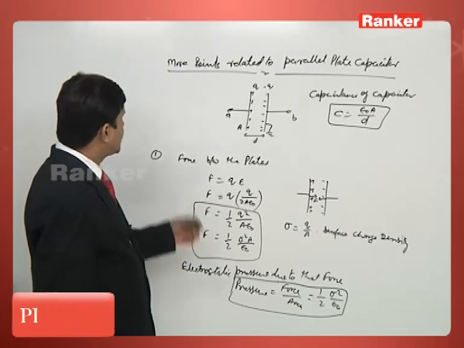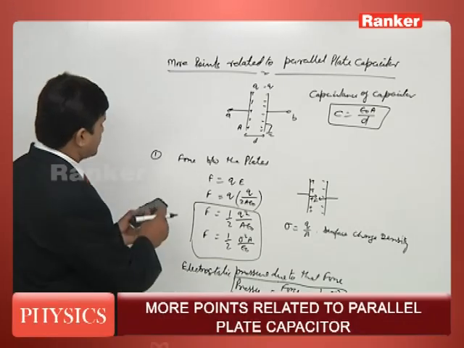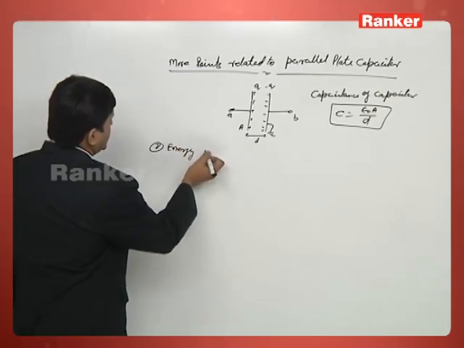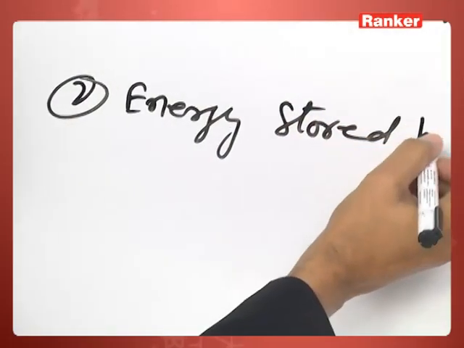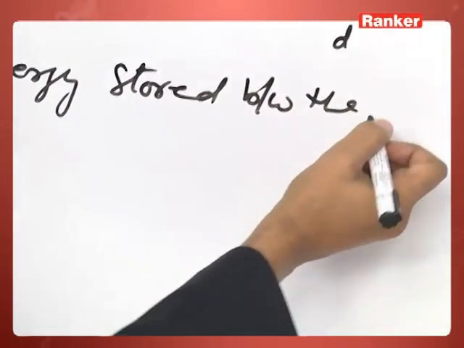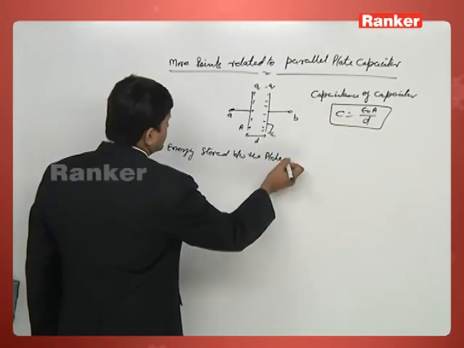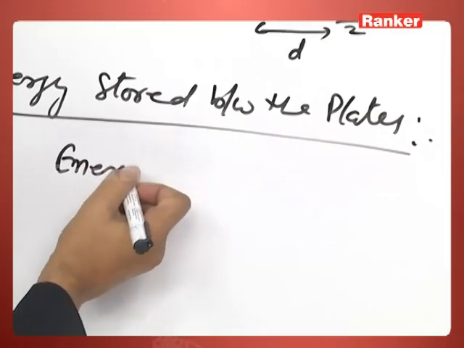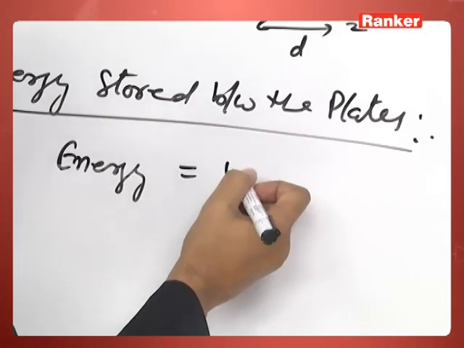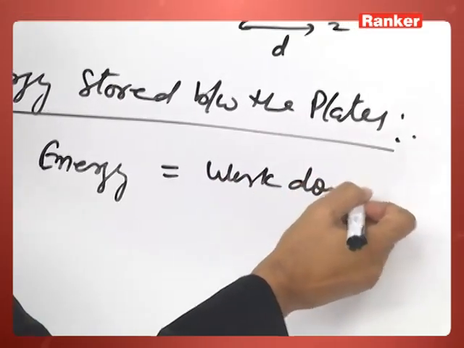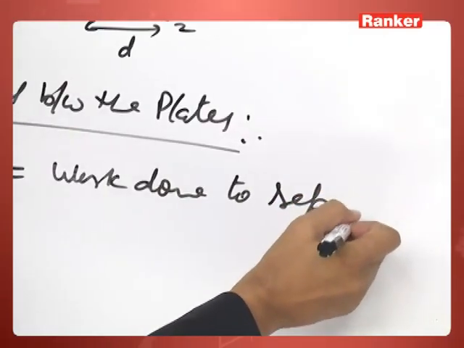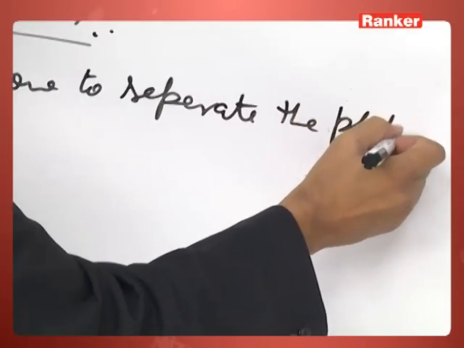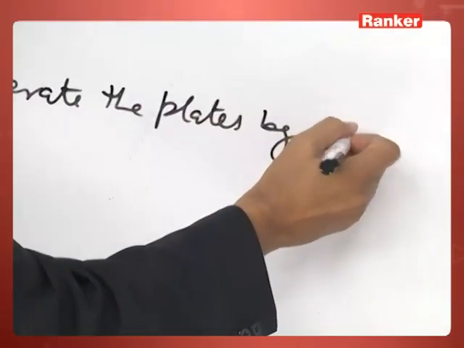Now come to the next, energy. The second point is the energy stored between the plates. The energy stored is equal to the work done to separate the plates by distance d.